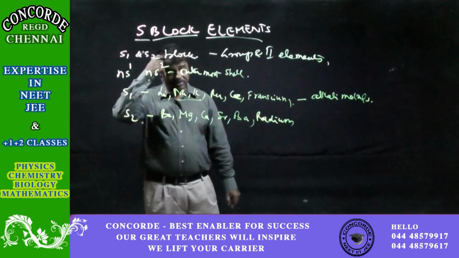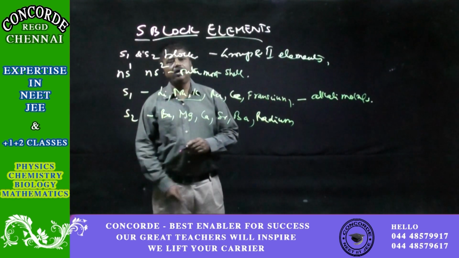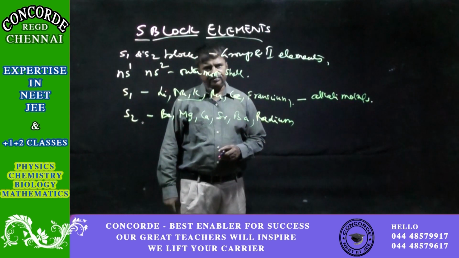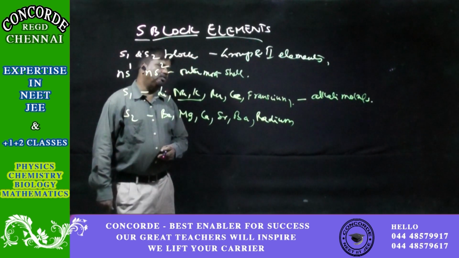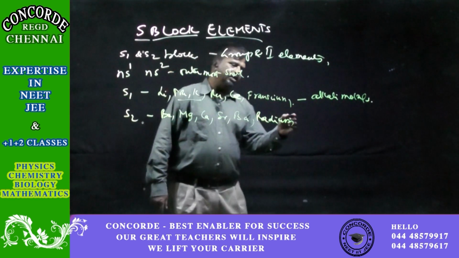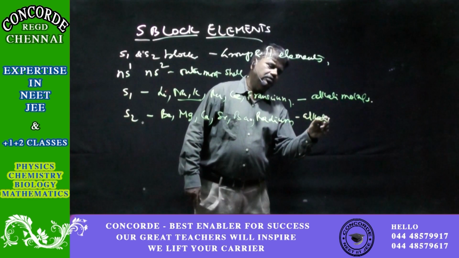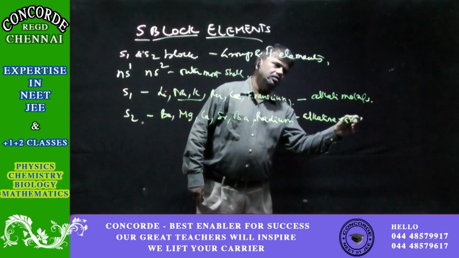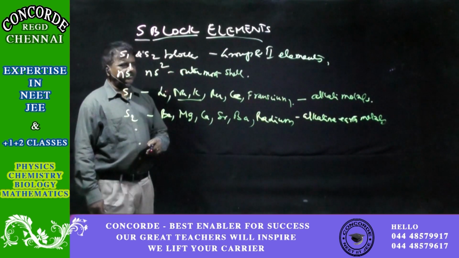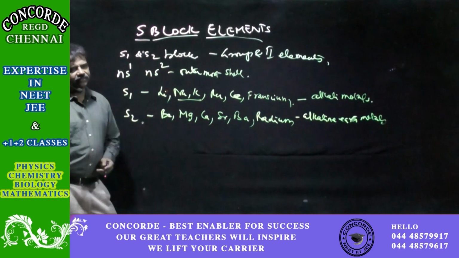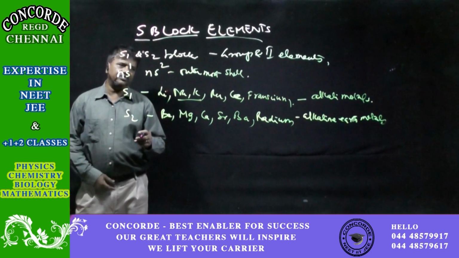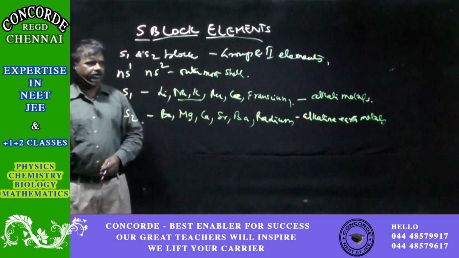They are called alkali metals because they react with water very powerfully, providing their hydroxides. They react with water to give hydroxides, so they are called alkali metals, and the s2 elements are known as alkaline earth metals. Their reactivity towards water is less than that of alkali metals, but they also form hydroxides. Hydroxides are alkalis, but their strength is a little less compared to the powerful sodium hydroxide or potassium hydroxide.